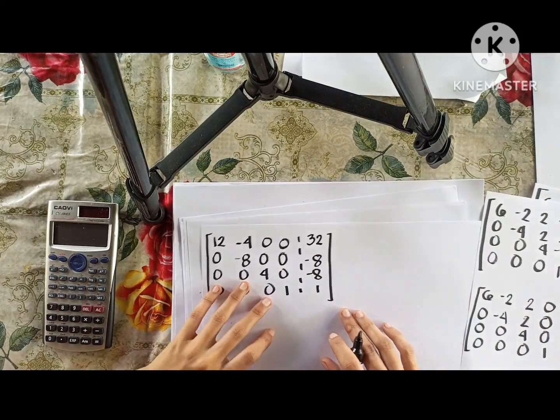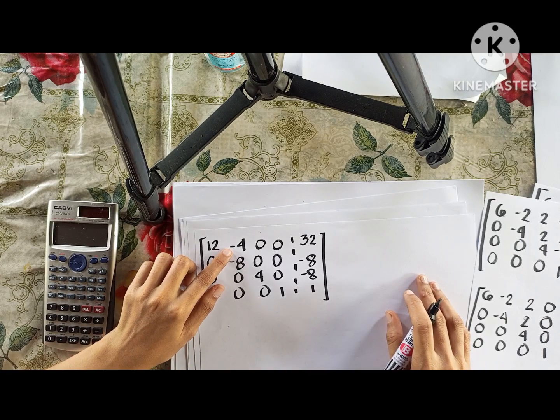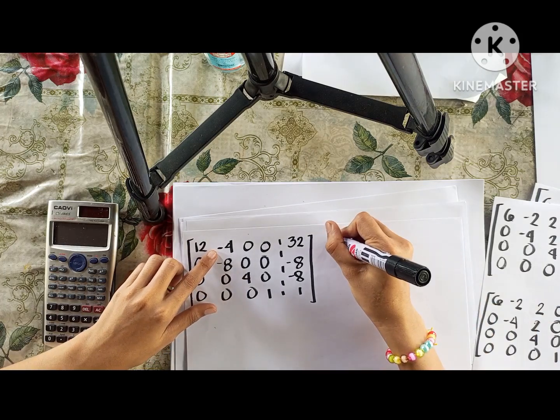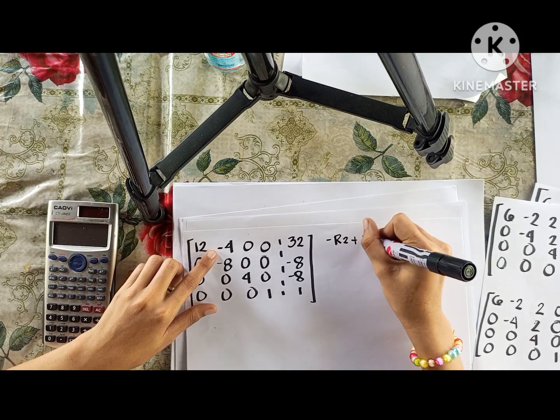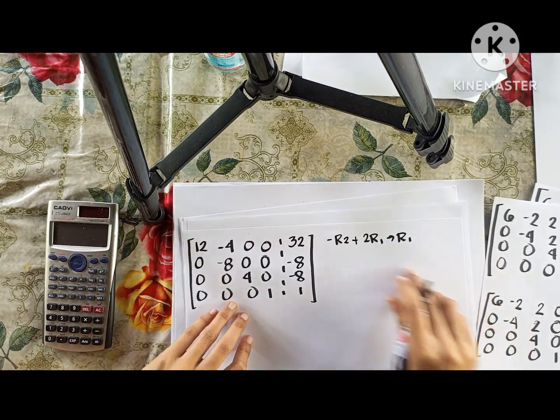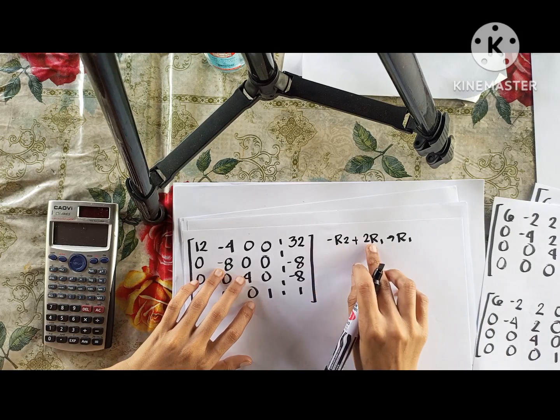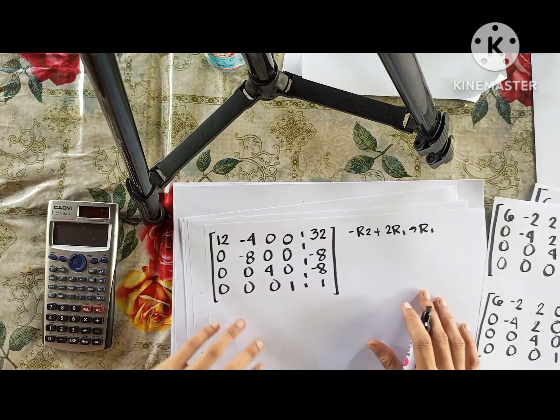So, from this, the next thing that I'm going to do is to make this negative 4 be equal to 0. So, to do that, I am going to multiply R2 by negative 2 plus R1 to become our new R1, because negative 1 times negative 8 is positive 8 plus 2 times negative 4 is negative 8. So, positive 8 plus negative 8 is equal to 0.